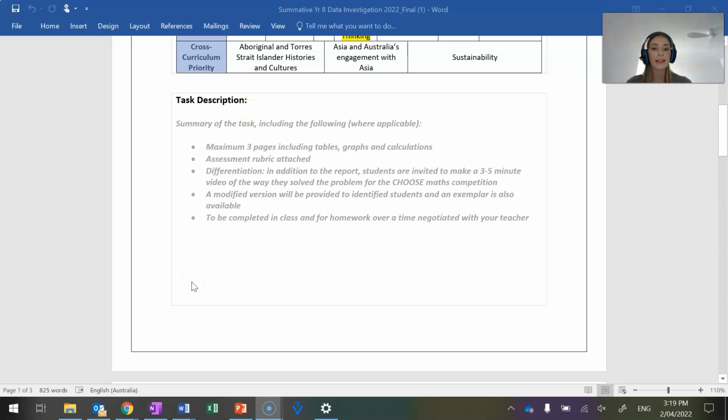So your investigation needs to be a written report, okay? Maximum of 3 pages, including your tables, graphs, and your calculations. You'll need to also make sure that your assessment rubric is attached to the bottom of your document.